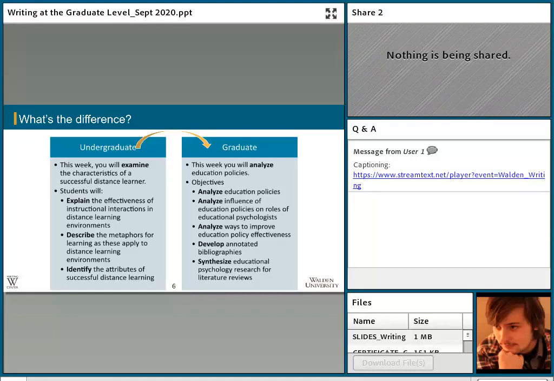As opposed to a graduate assignment prompt, which really is asking for more application of those ideas. This week you will analyze education policy. So it's not enough to just look at it. You need to critically analyze it and bring your own critical eye to that. In those objectives: analyze education policies. Analyze the influence of education policies on roles of educational psychologists. You're going to analyze ways to improve education policy effectiveness. Develop an annotated bibliography. Synthesize educational psychology research for literature reviews.